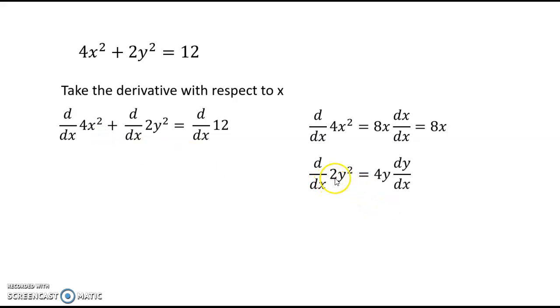The next one is derivative of 2y squared, and so we say quickly, yeah, it's 4y, but y could be a function of x. So we say dy/dx, and it doesn't simplify any more than that, so we leave it like that. Last one, derivative of a constant, 0.